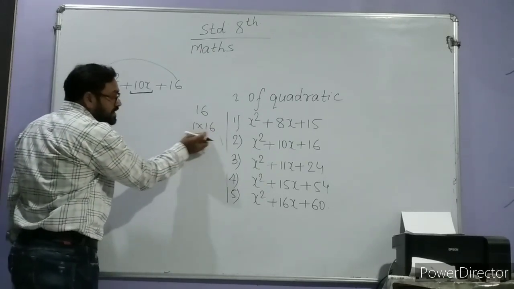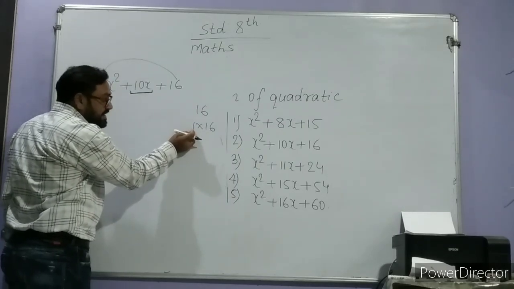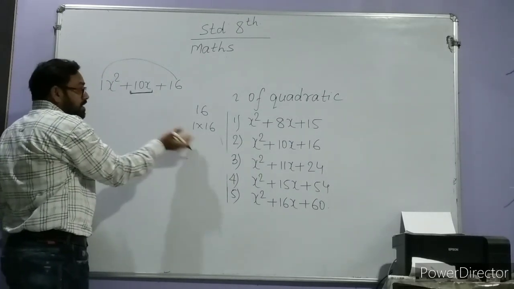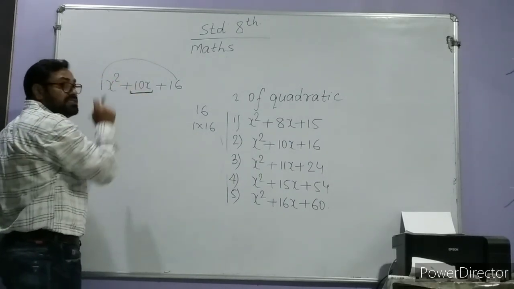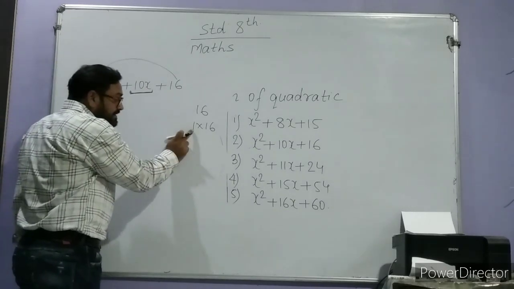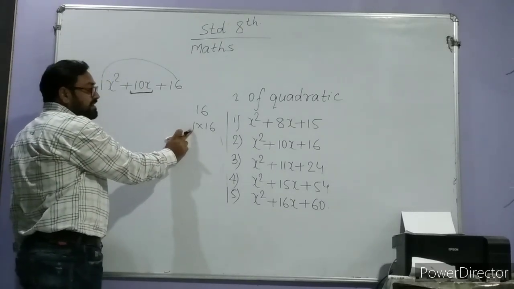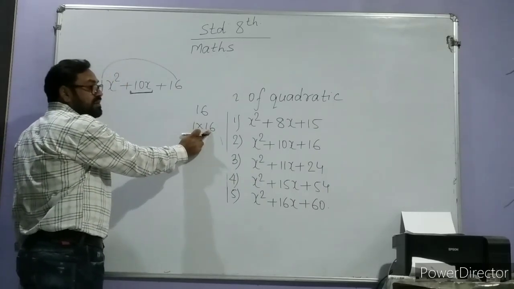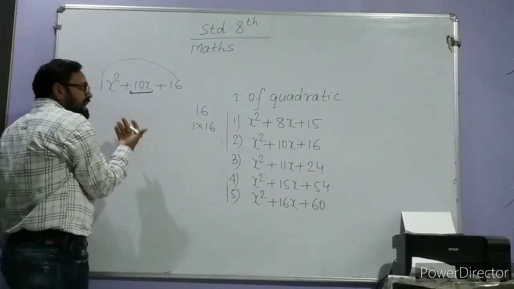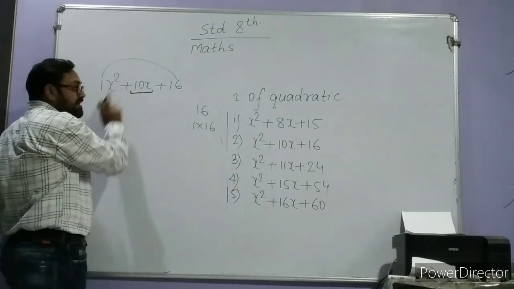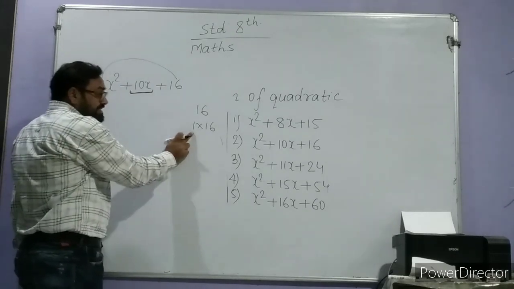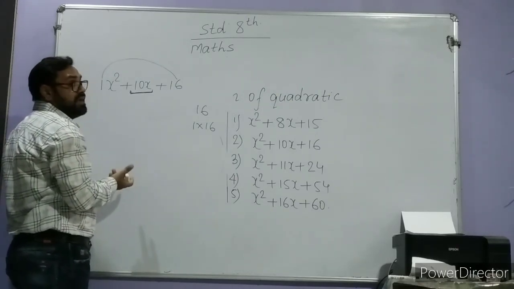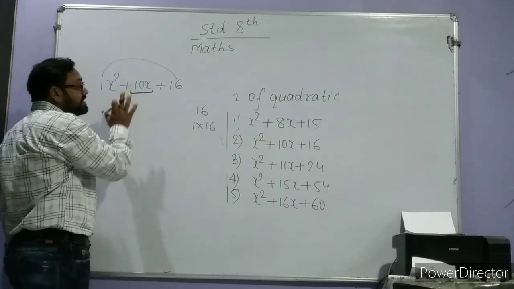If we take both the numbers with a minus sign, like minus 1, minus 16, we will get minus 17. And that is not equal to this 10. If we take 1 with a negative sign and 16 with a positive sign, so minus 1 plus 16, what will we get? We will get plus 15, which is not equal to this 10. If we take 1 as positive and 16 as negative, then we will get minus 15, which is also not equal to this 10.